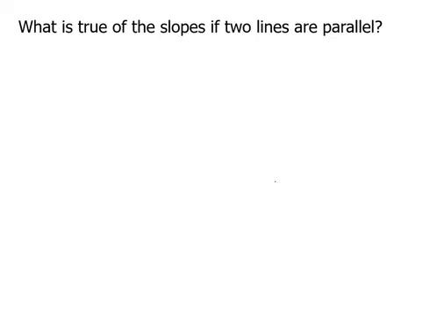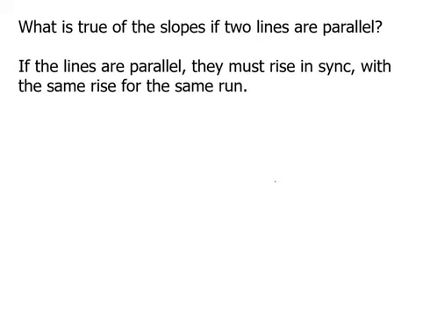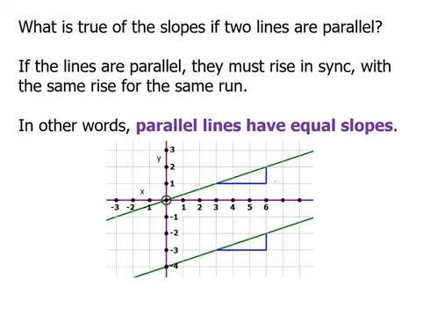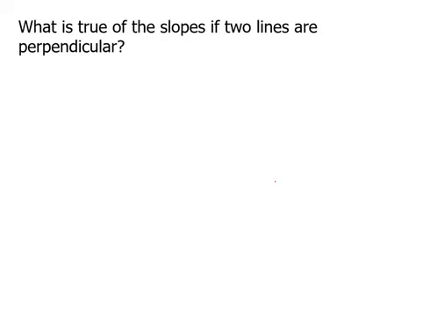What is true if 2 lines are parallel? What's true about the slope of parallel lines? If the lines are parallel, they must rise and sink the same, same rise for the same run. In other words, parallel lines have to have equal slope. So that's the very intuitive idea. Everyone kind of gets that parallel lines have equal slope. That's the one that has a lot of appeal to it.